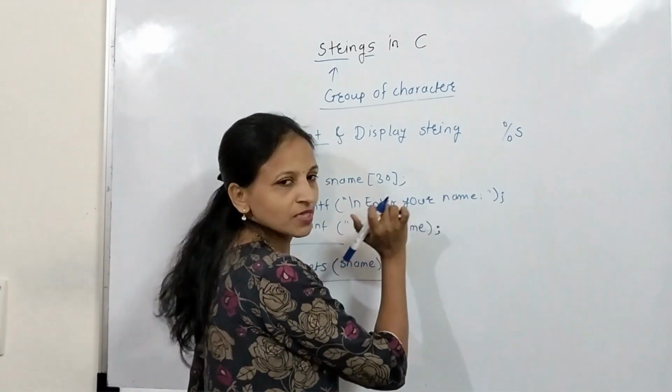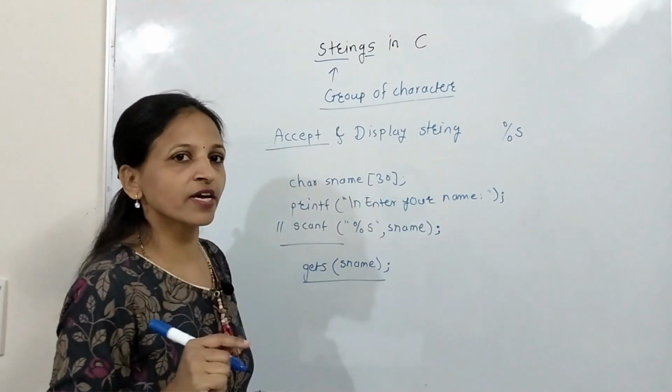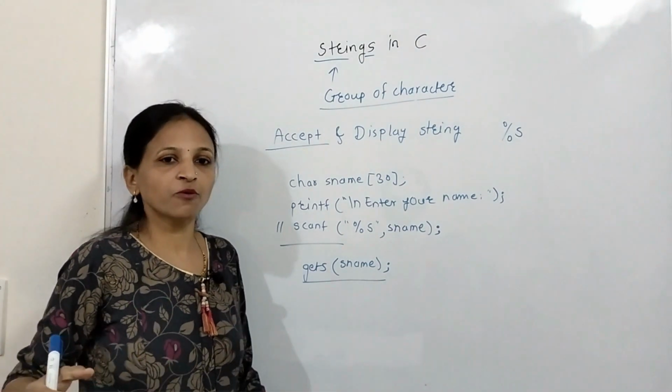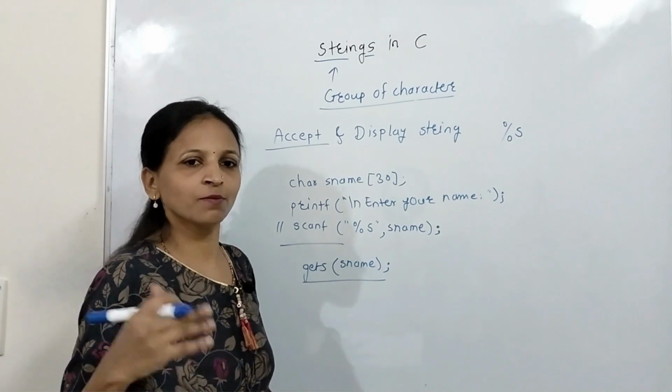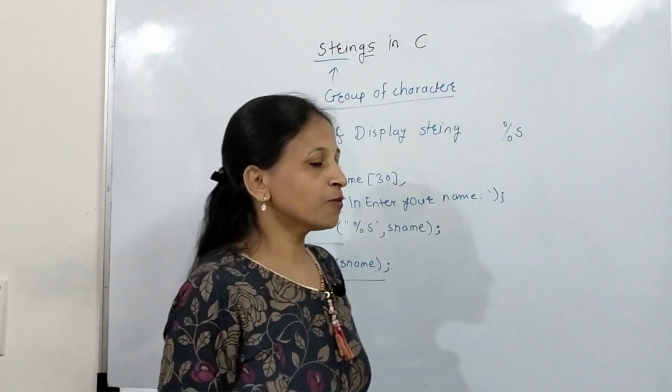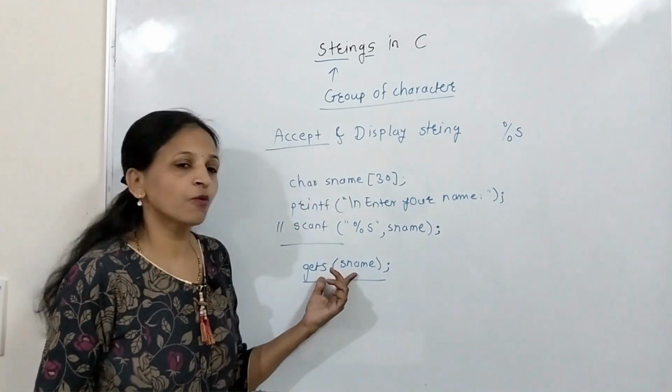If you want to only accept first name of that student, then you can use easily this scanf. But if you know that string may have spaces in it, then space means white space, like this, enter after that space. This type of string if you want to accept having spaces like full name of a student, it will have spaces, of course, first name, then space, then middle name, then space, then last name. That type of string you can accept only with the help of gets.